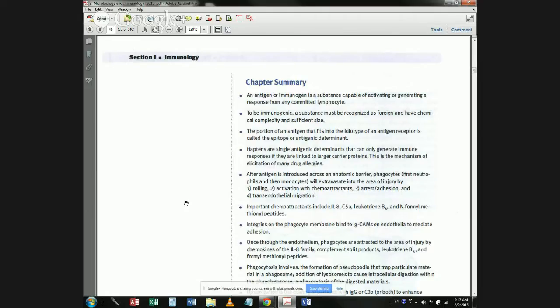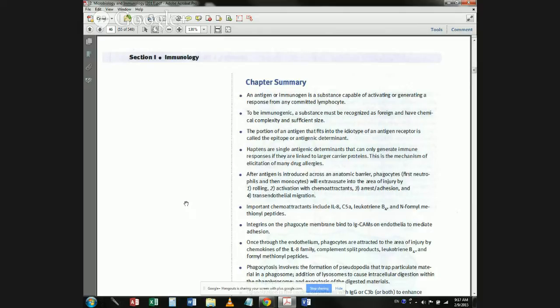Arrest and adhesion: once the integrins are activated, they will bind to the endothelial ICAMs, immunoglobulin cell adhesion molecules, and then transendothelial migration through pseudopodia, basically.